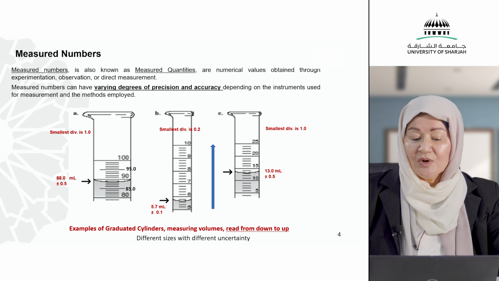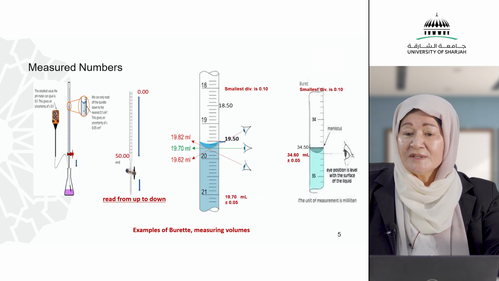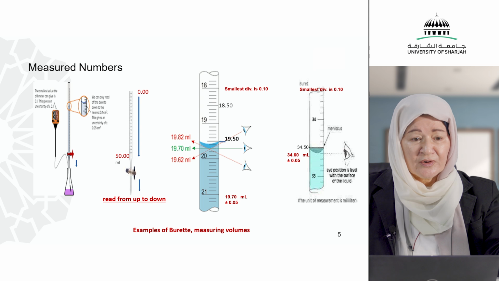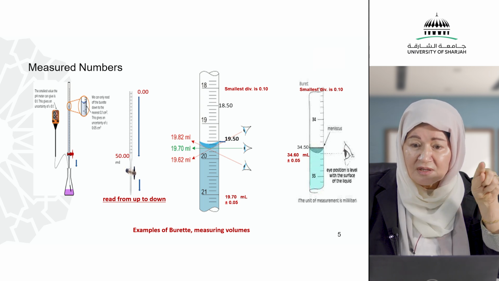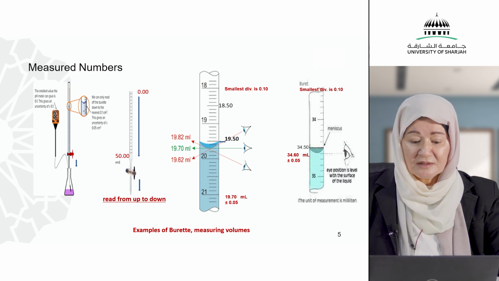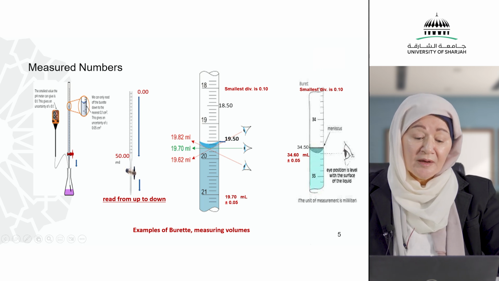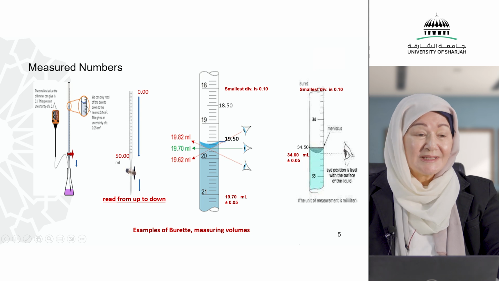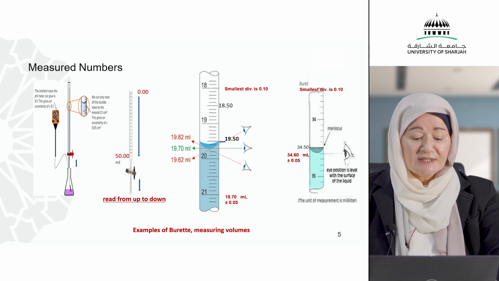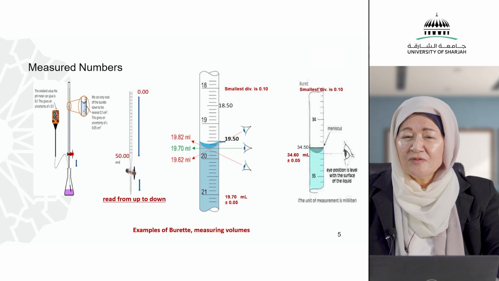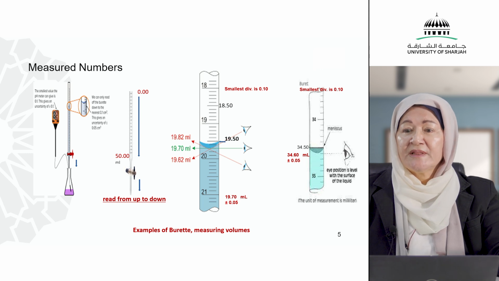This is how you are going to read whatever glassware you have in your hand that has subdivisions in between. You have to check the smallest division. Now I am going to explain about another glassware that we use in the lab. This is one of the most important glasswares we use in the lab.